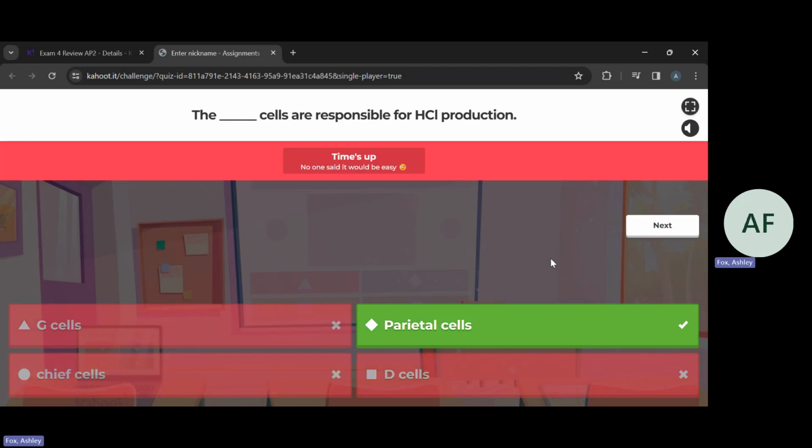So the parietal cells are responsible for hydrochloric acid production and intrinsic factor. Chief cells, remember, release pepsinogen, and it needs the hydrochloric acid from the parietal cells to convert to pepsin. So they work hand in hand. And G cells and D cells are more hormonal.